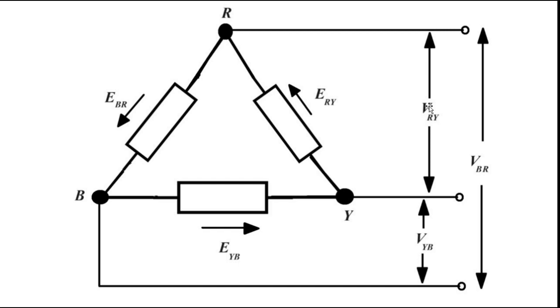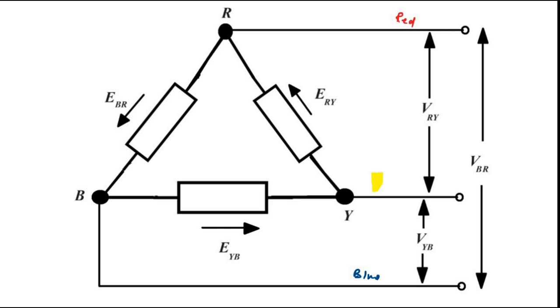Another interesting thing for the mesh or delta connection system: the line is taken from the R point, so this is the red line, the Y line is taken from the Y point, so this is the yellow line, and this line is taken from the blue point, so this is the blue line. Let me highlight it here. This is the red line, this is the yellow line, and this is the blue line.